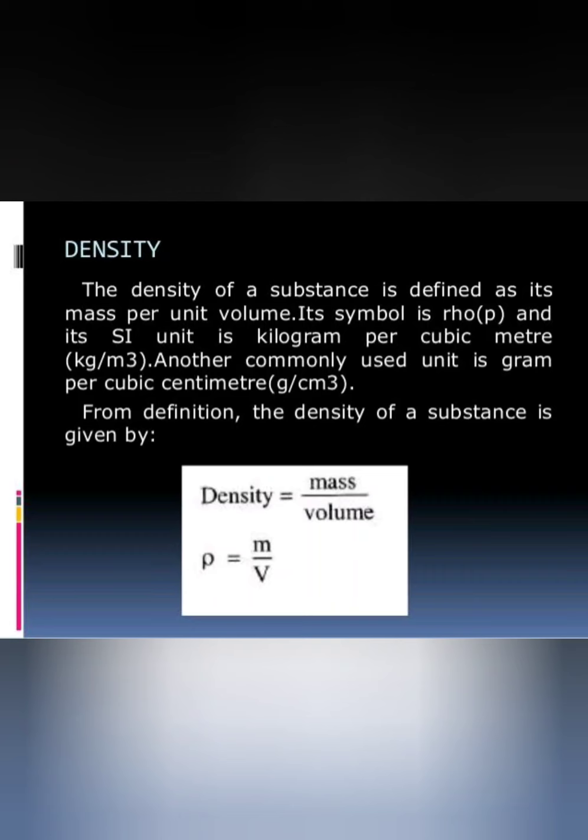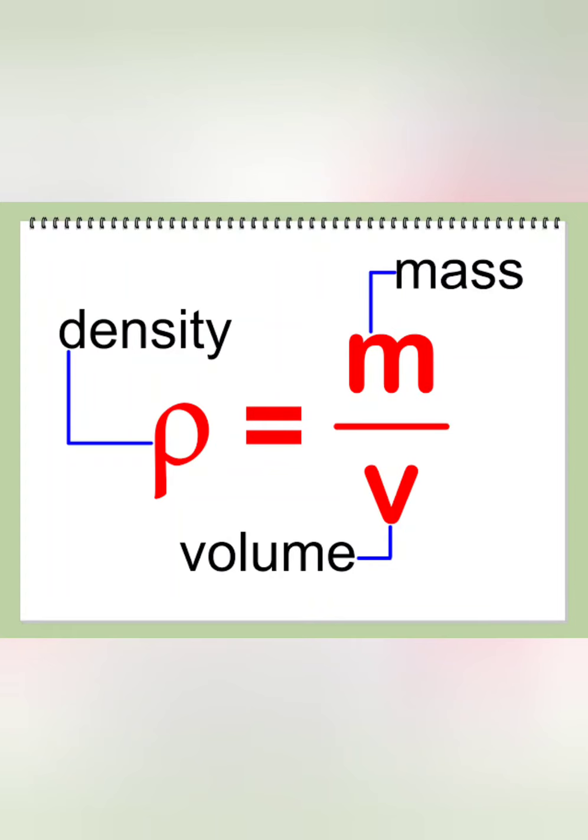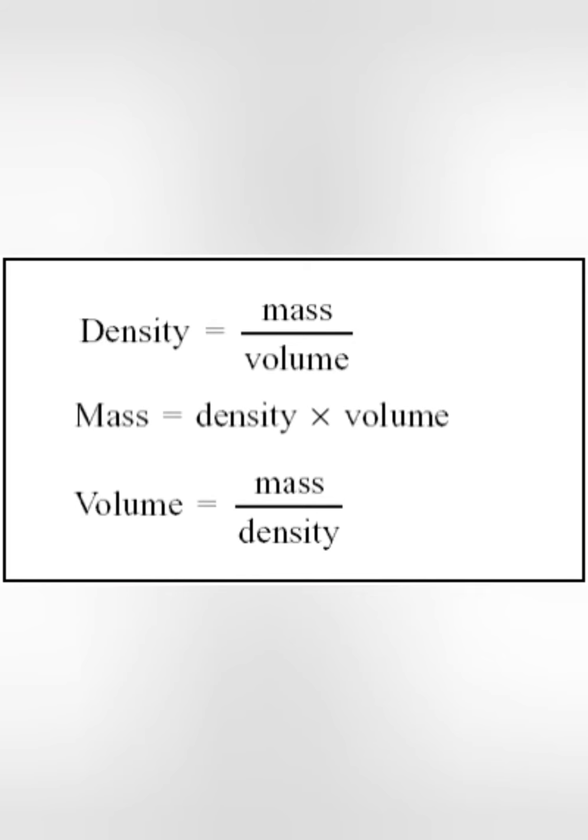So the SI unit of density is kilogram per cubic meter, and another commonly used unit is gram per cubic centimeter. From the definition, the density of a substance can be calculated by using the formula mass divided by volume, which can be said as rho is equal to m divided by v. In this formula, rho stands for density, m for mass and v for volume. From this formula, density is equal to mass by volume, we can derive that mass is equal to density into volume, and volume is equal to mass divided by density.